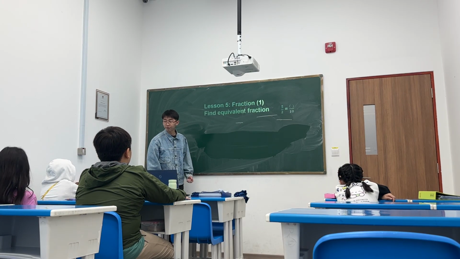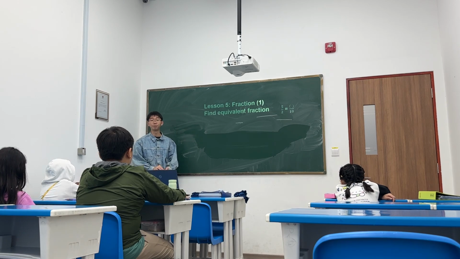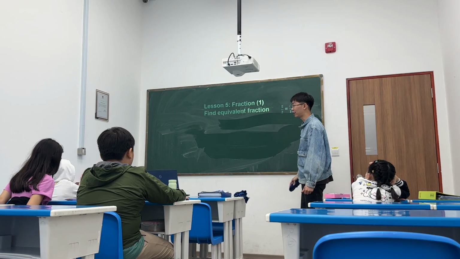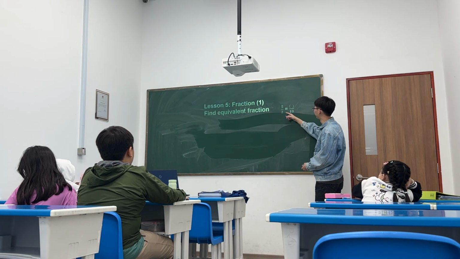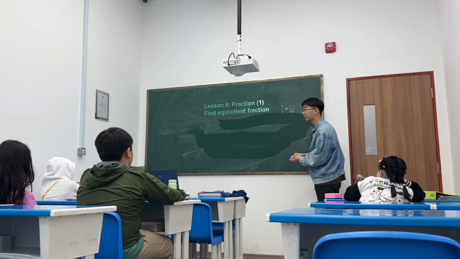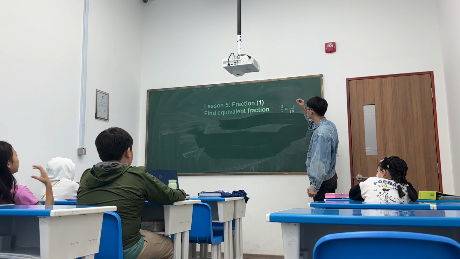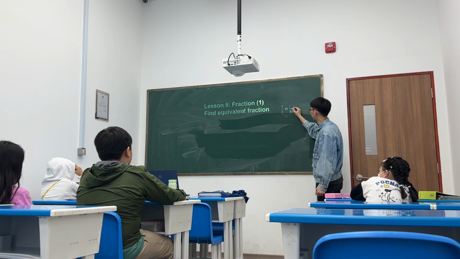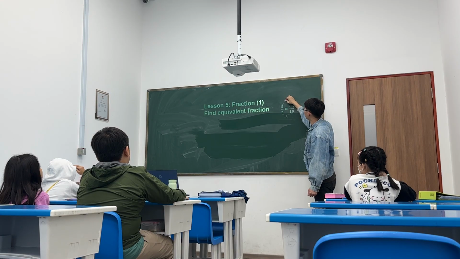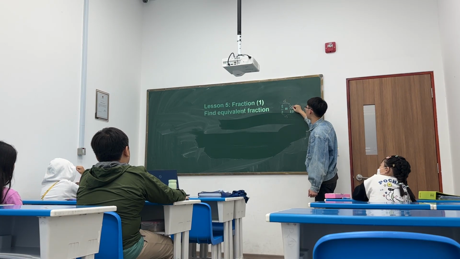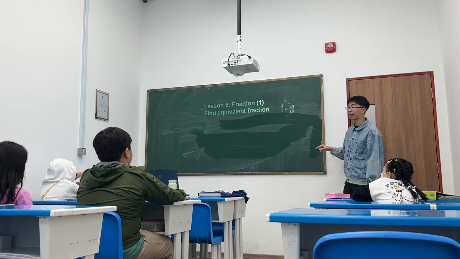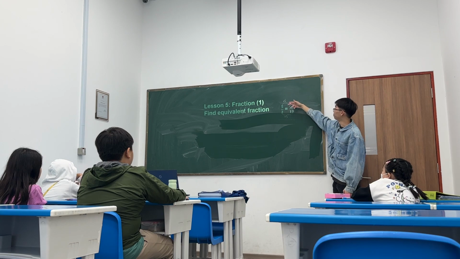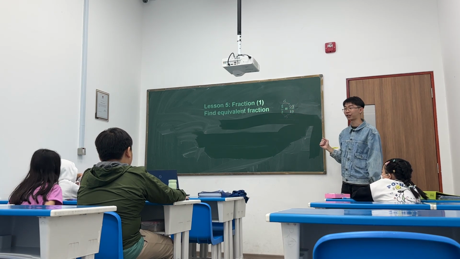Alright, moving on to lesson 5, we finally reached the fraction part. First of all, we try to find out the equivalent fractions. Christelle, can you tell me how to find out the equivalent fraction for this 2 over 5? 2 times 5 equals 10. So 5 times 5 also equals 25. Perfect. So if you do the multiplication in both your numerator and denominator, or you do the same division in both your numerator and denominator, you get the same equivalent fraction.